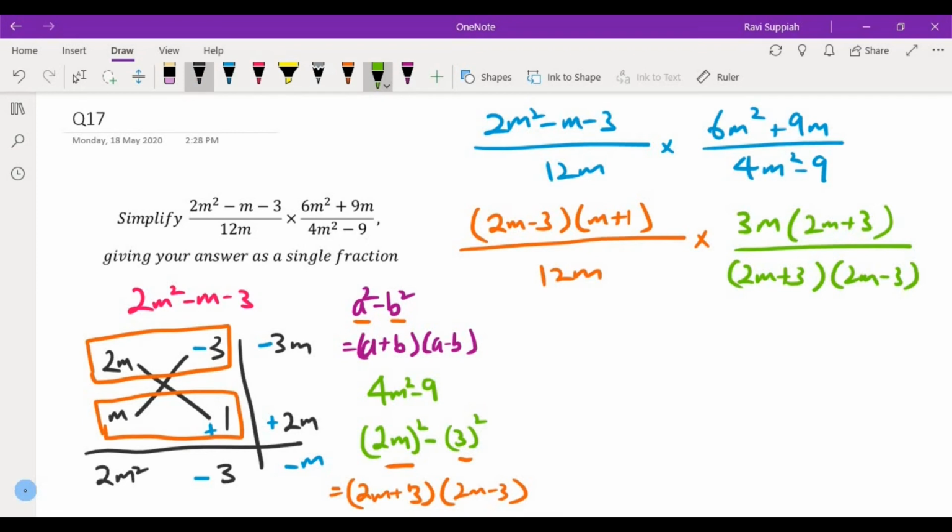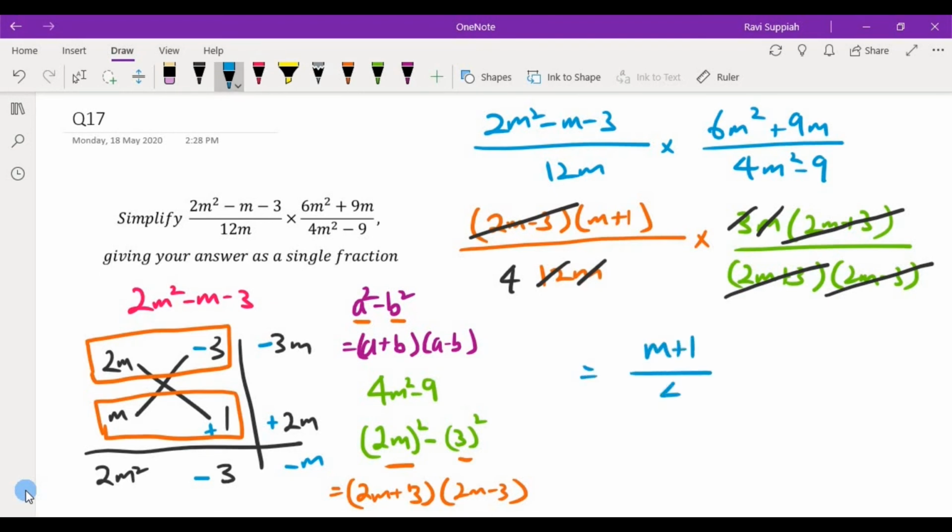Now let's see what common factors we can cancel out. Here I have 2m plus 3 and 2m plus 3, which cancel each other out, numerator and denominator. 2m minus 3 and 2m minus 3 over here as well. Then we have m and m that will cancel out, and 3 over 12 can be simplified to 1 over 4. So finally the only terms I have left are m plus 1 over 4, and that is the final answer for this question.